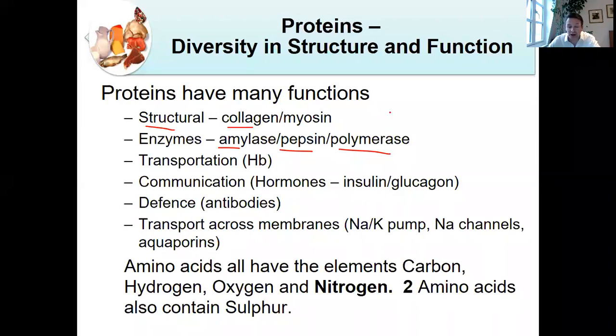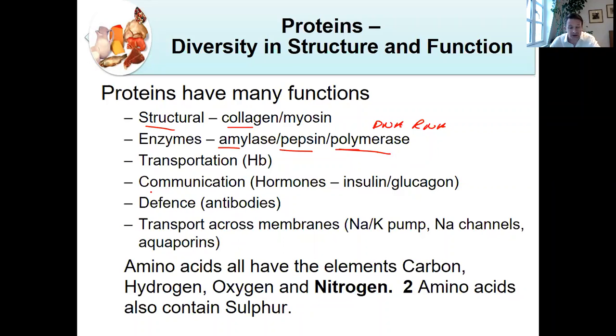And polymerase, you could either have the DNA polymerase, which joins DNA nucleotides together, or you could have RNA polymerase, which joins them together and does what it says on the tin. It makes polymers out of nucleotides. We can transport things. Most importantly, we can transport oxygen because the affinity of hemoglobin for oxygen changes depending on the concentration of oxygen that's around it. So we can go from oxyhemoglobin when the partial pressure is high in the lungs to dissociating when it's lower in the tissues and delivering oxygen.